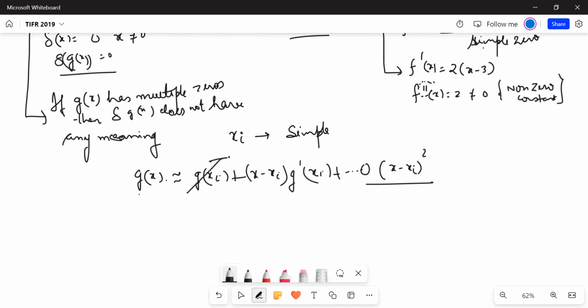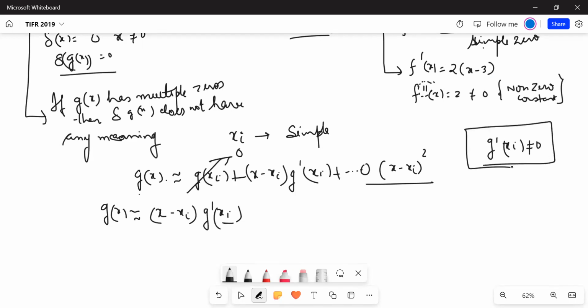I'm just neglecting the higher order derivatives, and I would be taking into account the linear approximation of g of x. I clearly know that xi is the root, so g of xi would be 0. So g of x can be linearly approximated as x minus xi times g dash xi. And I've already told you that xi is a simple zero. If xi is a simple zero, then g dash xi has to be a non-zero constant.